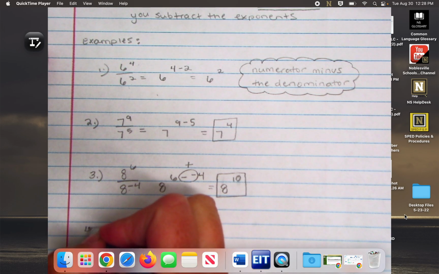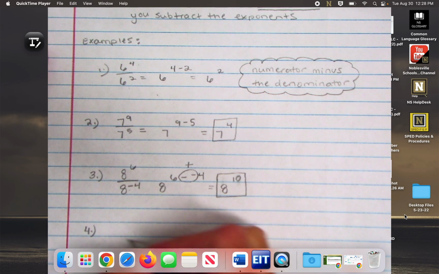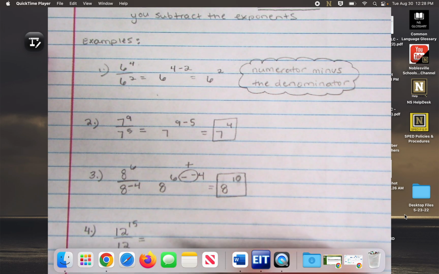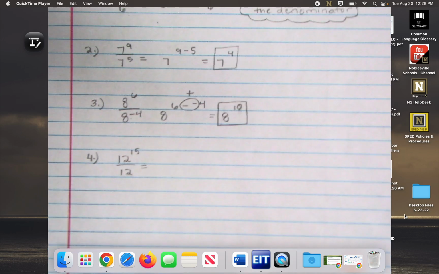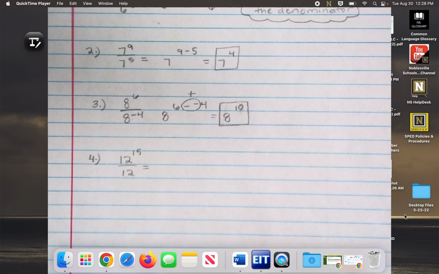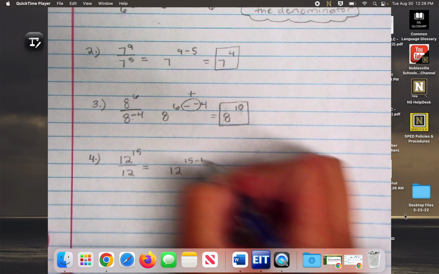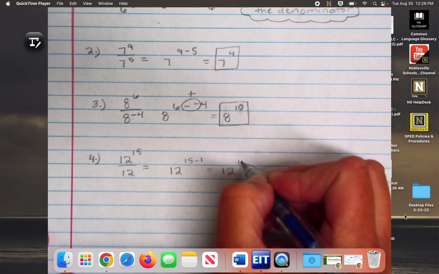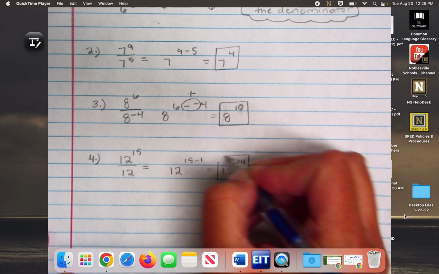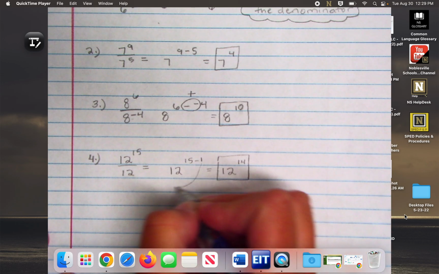Okay, let's do another one. 12 to the 15th power over 12. 12 to the 15th power divided by 12. Yes, sir. So the one's hidden. Yep. So it'd be 15 minus 1, which is 14. Good job, Jackson. So that one was secretly hiding there.